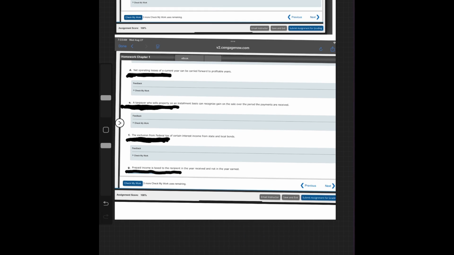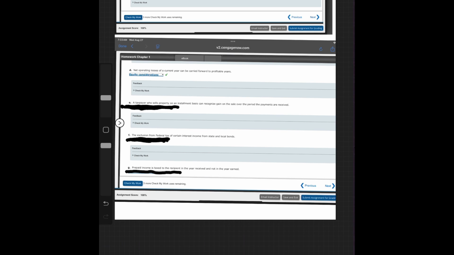Net operating losses of a current year that can be carried forward to profitable years. So this is going to be considered an equity consideration. And the concept behind it is a business that loses money one year but profits another year should be treated fairly over time. So that's kind of like the idea behind it.